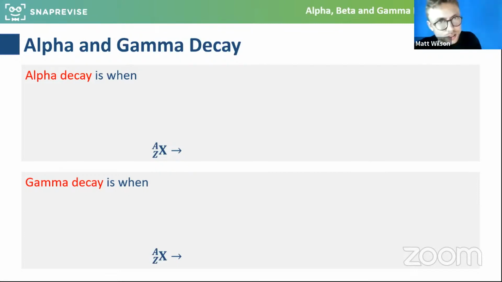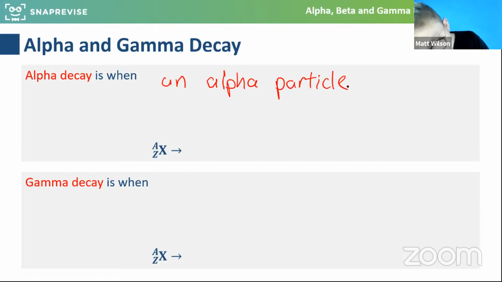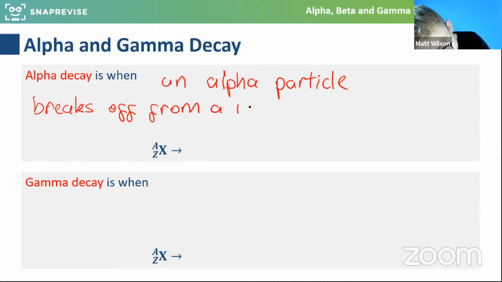Alpha decay is when an alpha particle, and we'll have to explain what this is, breaks off, let's say, from a nucleus.